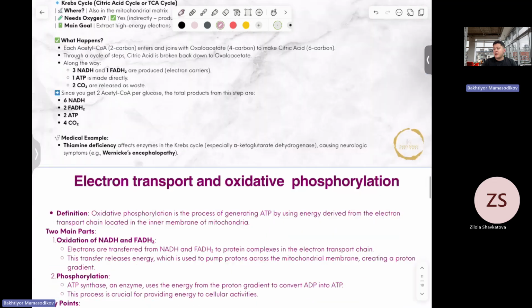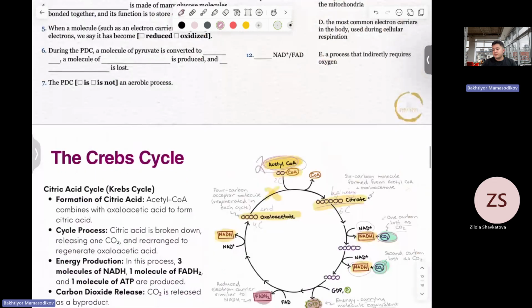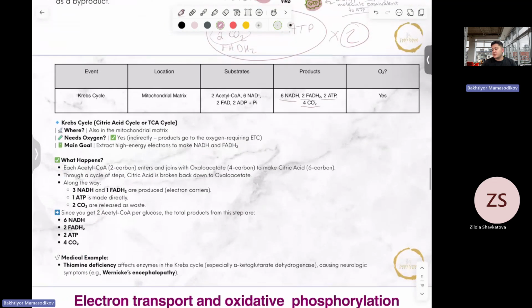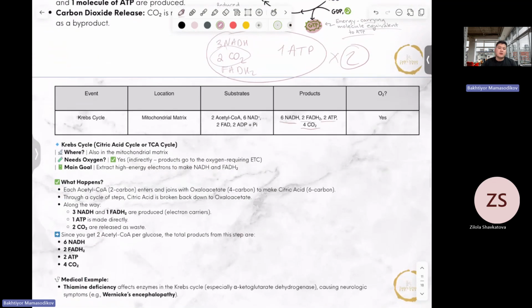So this is the end of the PDC and the Krebs cycle. Let's shift to the electron transport chain and oxidative phosphorylation, which is the last step of cellular respiration.